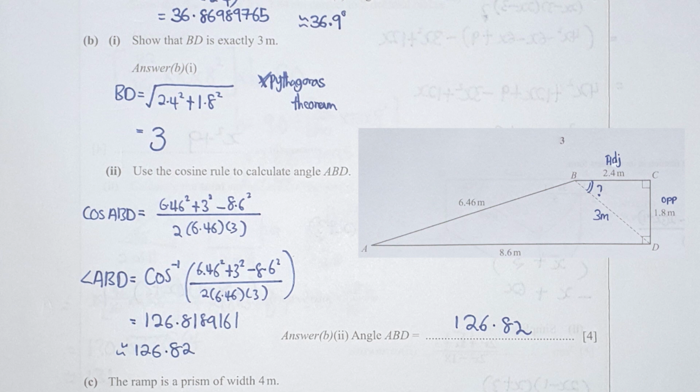So for part 2, as mentioned by the question, cosine rule is being used. So angle ABD equals cosine inverse of 6.46 squared plus 3 squared minus 8.6 squared over 2 times 6.46 times 3. So your final result after rounding it to 3 significant figures will be 127. If you didn't do so and took 2 decimals, your answer will be 126.82.